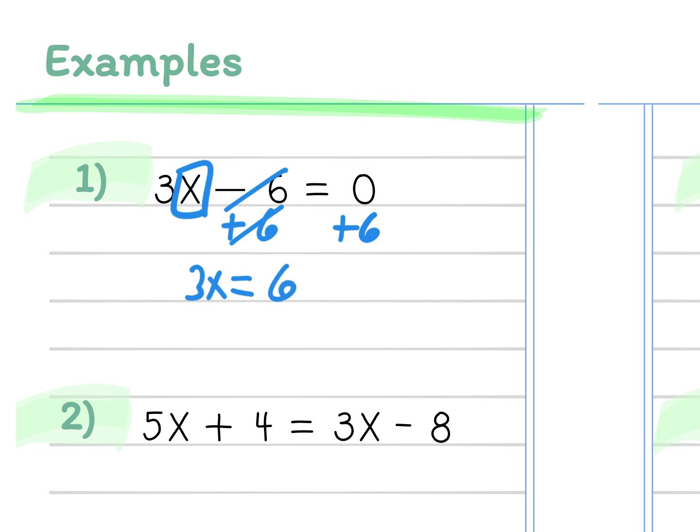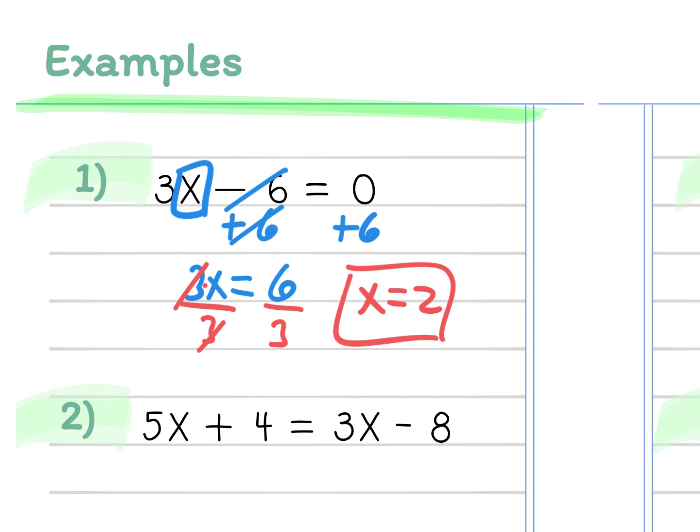And then now that we took care of any addition and subtraction, we're going to do multiplication and division next. So this 3x is the same as 3 times x. We're going to divide both sides by 3. Very basic, very simple. So we get x equals 2, because 6 divided by 3 is 2.